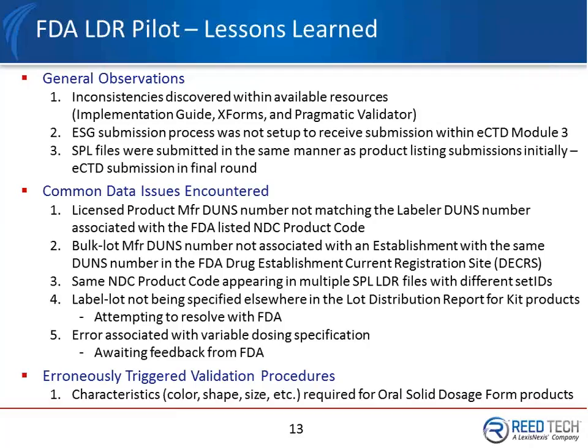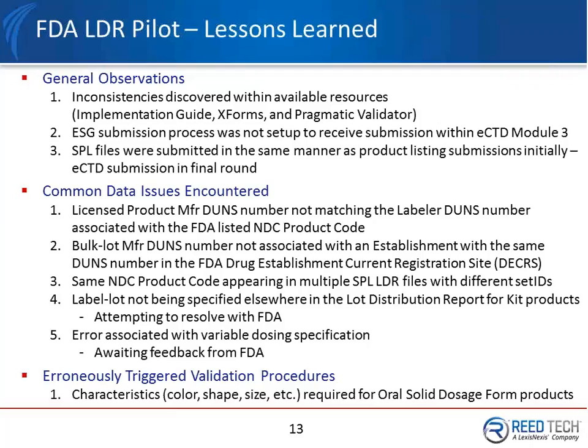Lastly, an error associated with variable dosing specification. This also is something that the FDA is still looking into. The FDA did state at a recent SPL leadership team meeting last Thursday, I believe, that they're looking into this feedback, both these two issues discussed and maybe some other things which we are unaware of at the moment, and they're going to be reviewing and perhaps updating the implementation guide and validation procedures. So we'll be on the lookout for an updated document and be assessing any changes once that does occur.